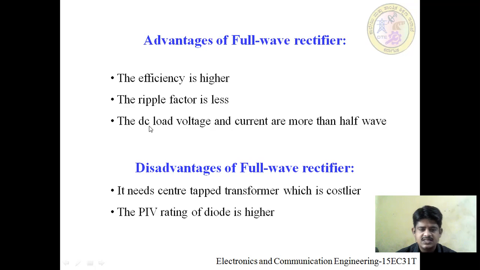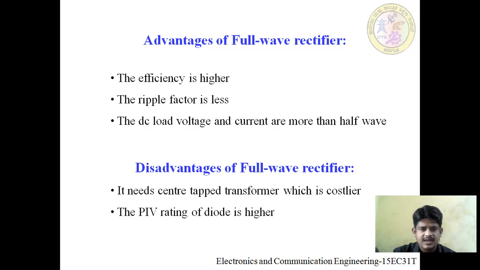Then the DC load voltage and current are more than in the half wave. So when you compare with the half wave, we have a very high DC load voltage and current. That means if any application requires higher voltage and current at the output side or to the load, then we must choose the full wave rectifier.